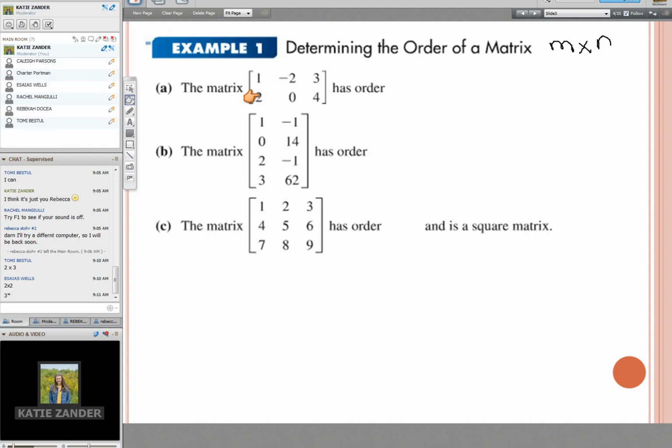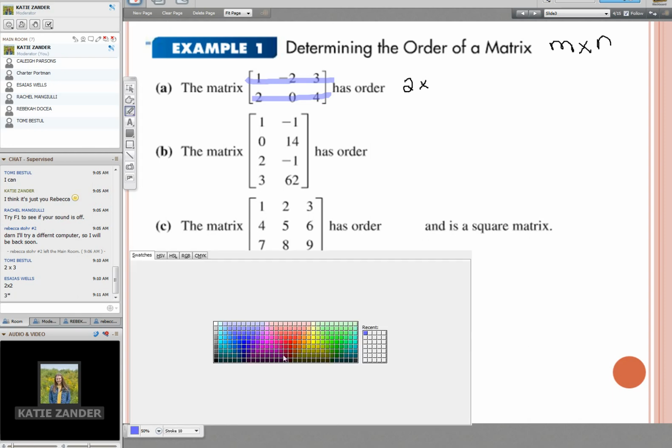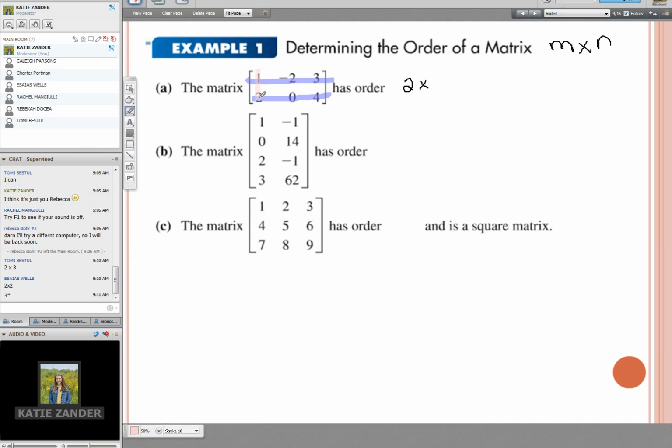There are 2 rows. Yeah, there you go. So 2 rows, right? So our first value is going to be a 2. And there are 3 columns. So this is a 2 by 3 matrix. This is not a square matrix, right? Because 2 and 3 are not the same value. So this is not a square matrix.